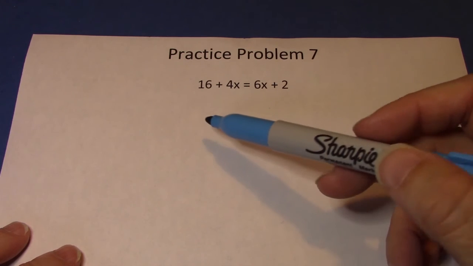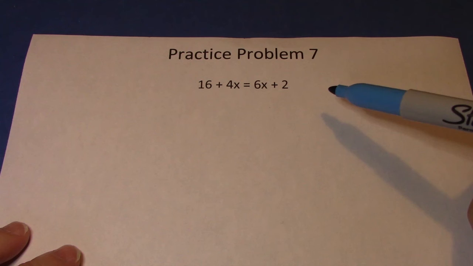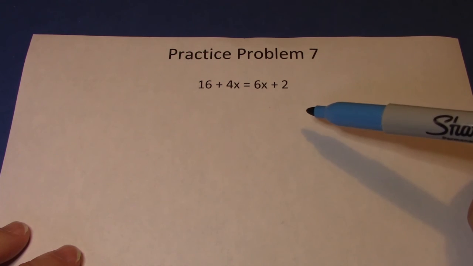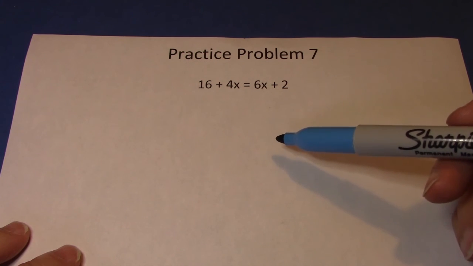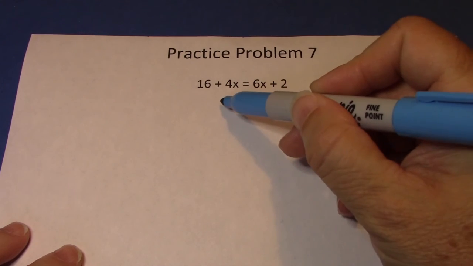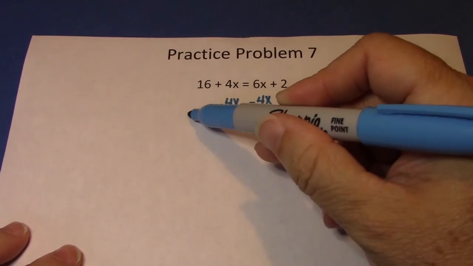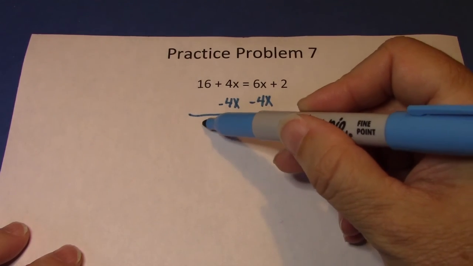Finally, problem 7 says 16 plus 4x equals 6x plus 2. Again, I've got x's on both sides of the equation. I'm going to start by combining my like terms. That's almost always a great way to start. So I'm going to subtract the one with the smaller coefficient. Doesn't really matter if I do it that way or not, but I like that method.